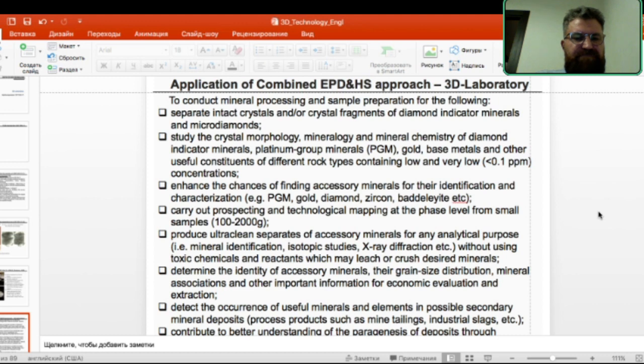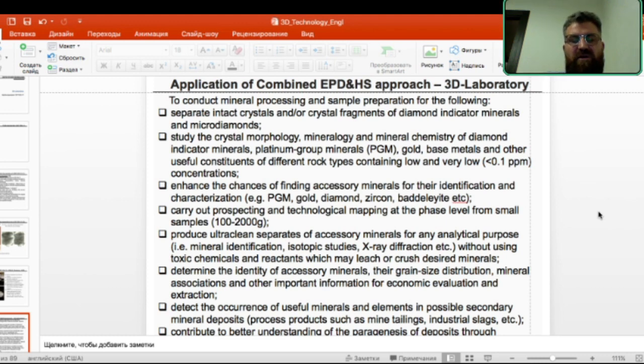It will be done live with you online, be able to see all the operations. We have live stream every day, so you will be able to see all the steps. And next one is enhancing the chances of finding accessory minerals for their identification and characterization. It's to do with very precious minerals like platinum group minerals, gold, diamond, zircons, baryllite, and so on.